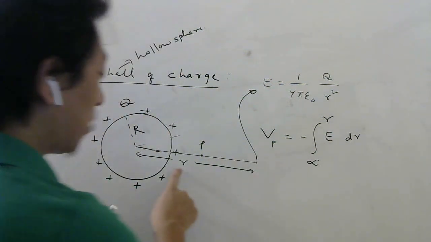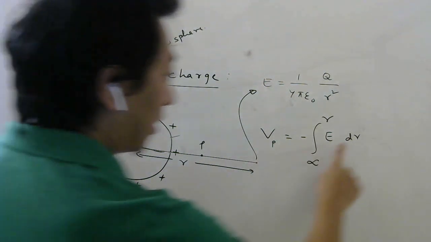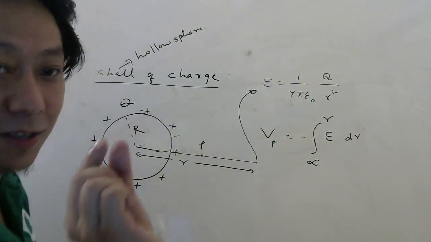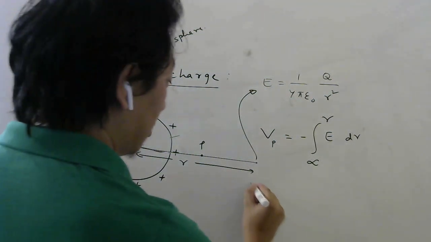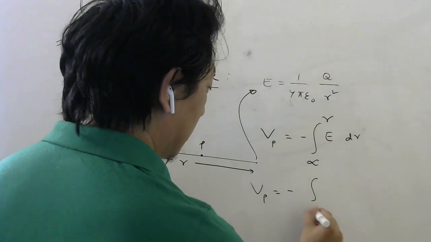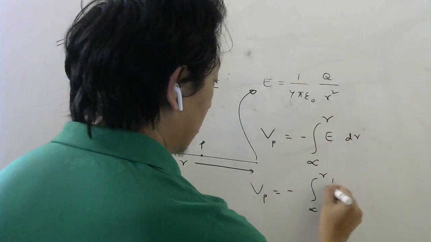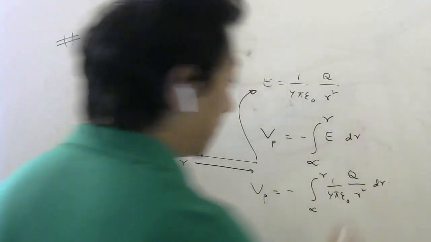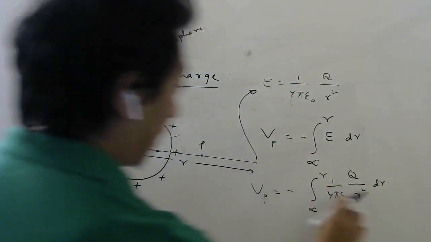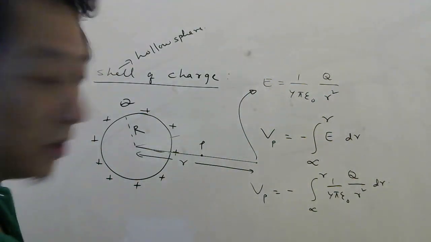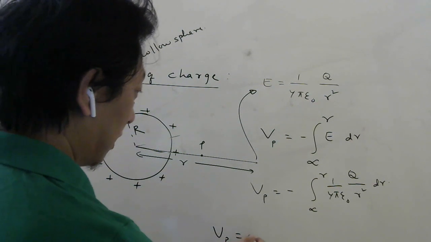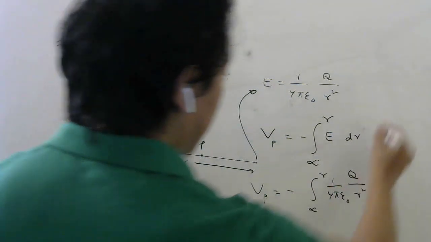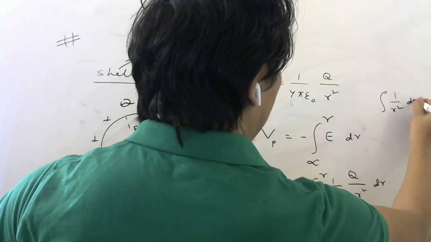That's it. If you want to write x here, you have to write dx, because if x is your distance from the center, dx will represent the small change in x. So Vp will be equal to minus integral from infinity to r of 1 by 4 pi epsilon naught Q by r square dr. Again, if you write this as x, you have to write dx. Otherwise you can't do the integration. So constants you take outside: minus Q by 4 pi epsilon naught. What will be left? Integration of 1 by r square dr.